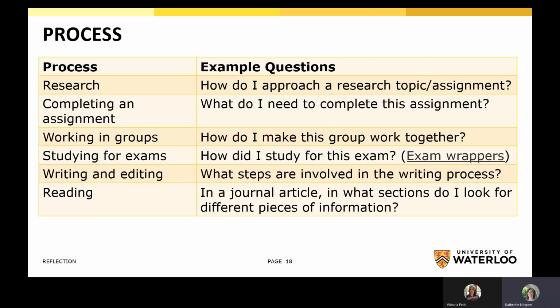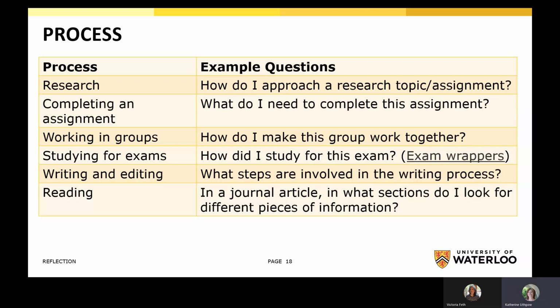For example, if one of your activities has them undertake or participate in a research project, one of the things you might ask them to do is think about how will you approach your research topic or assignment. When you're having them complete an assignment and you're introducing it, one of the things you might do is actually have them think about what do you have to do to complete that assignment. If some of your activities or assignments involve working in groups, you might want them to think about what am I going to do to make this group work well together.